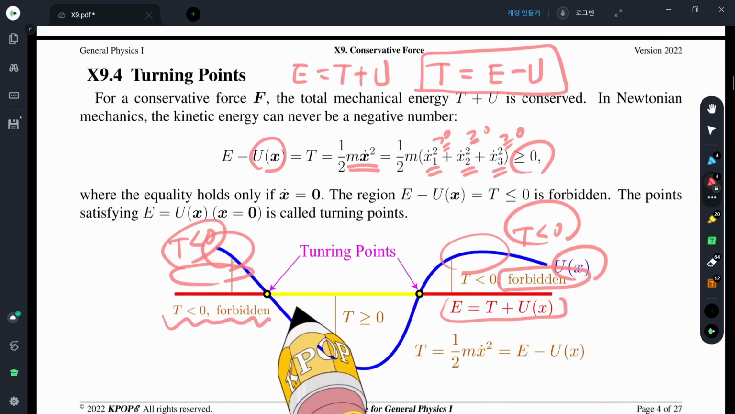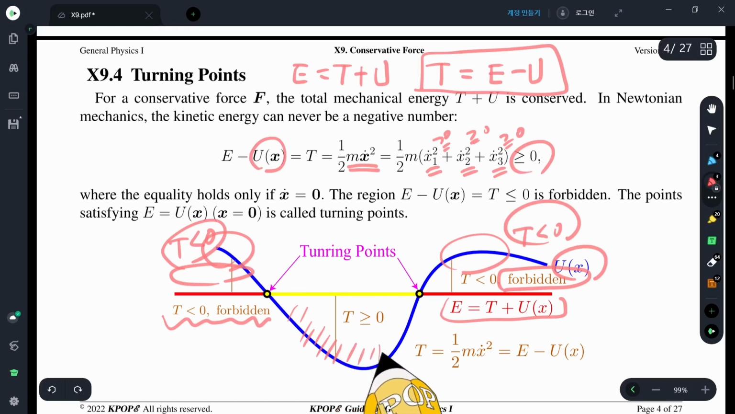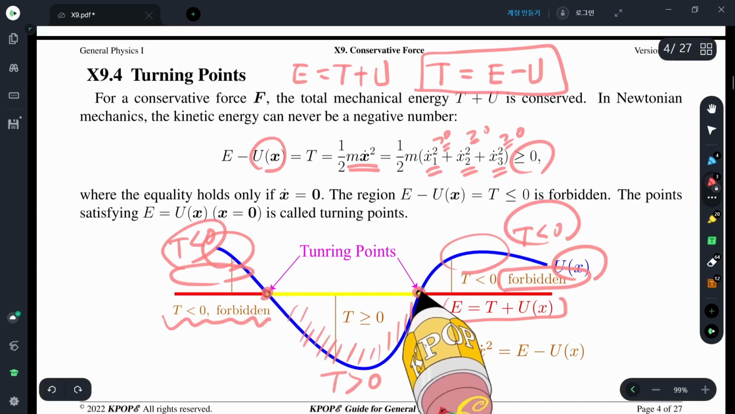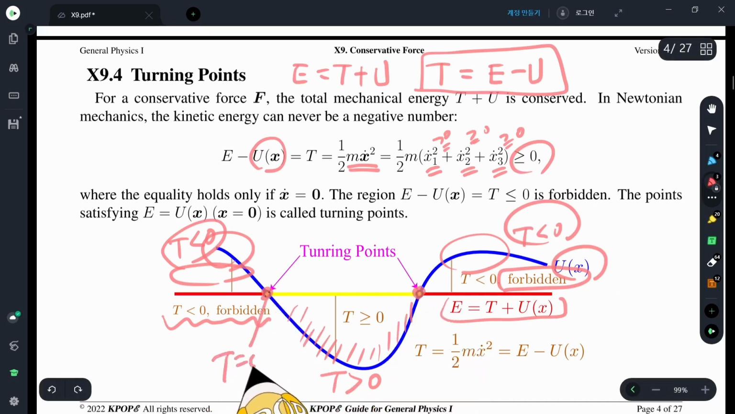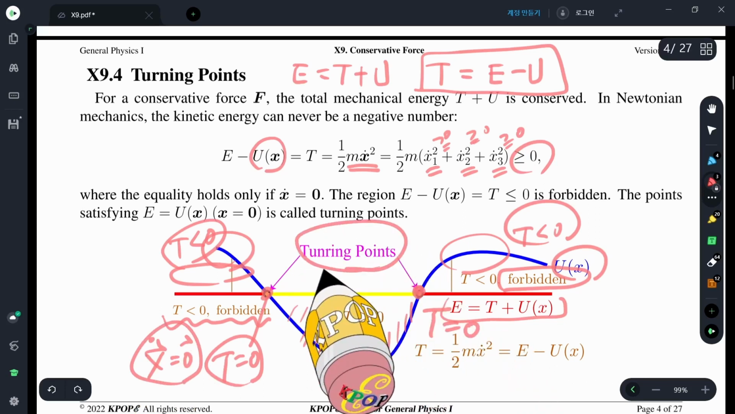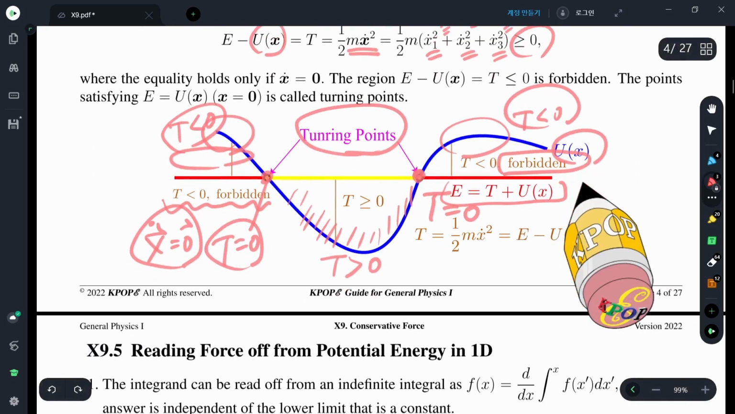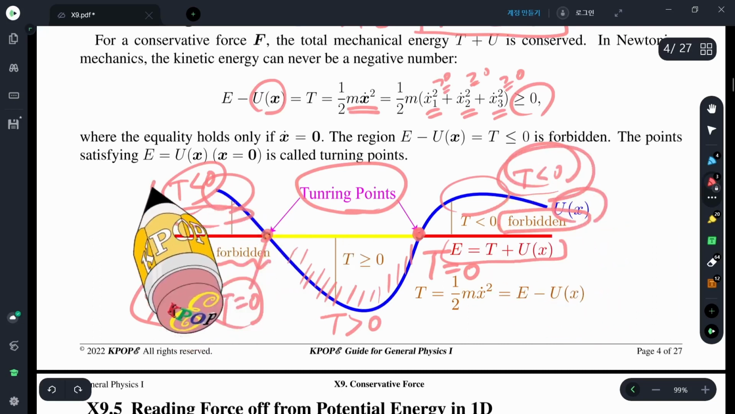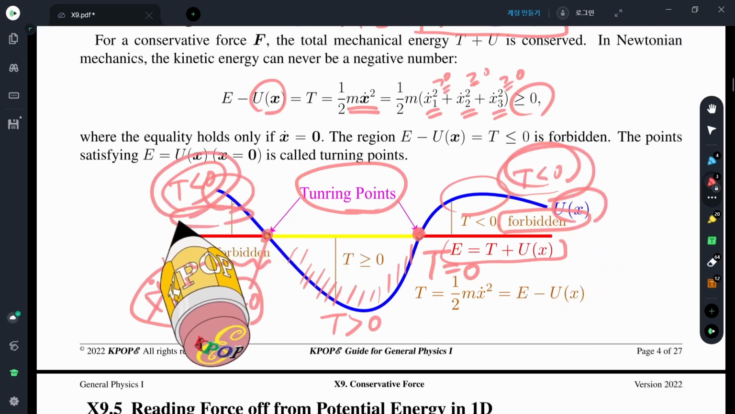Except that this is the allowed region, where T is greater than 0. And the boundary, these two points, are T equals 0, that is, the velocity is the zero vector. So these two points are called the turning points. In classical mechanics, this is absolutely not allowed. However, in wave mechanics or quantum mechanics, that is allowed.